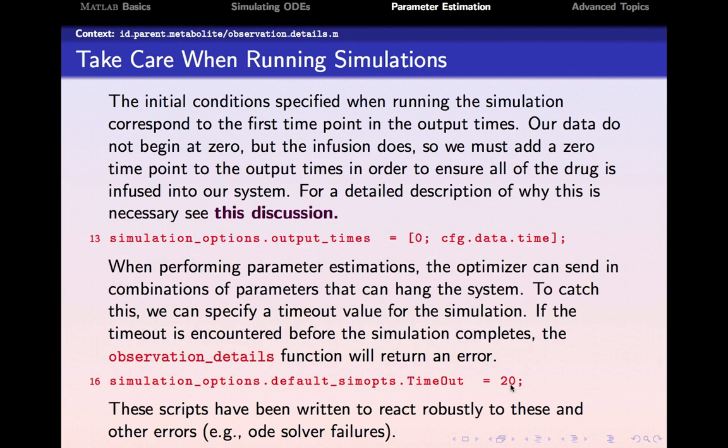What's going to happen is if this fails, then the calculated objective will identify that observation details failed at that set of parameters, and then it'll return a value of infinity. Okay, and so that's going to push fmin search away from that parameter combination. So this system of equations has been written robustly to catch these failures and to route around them.